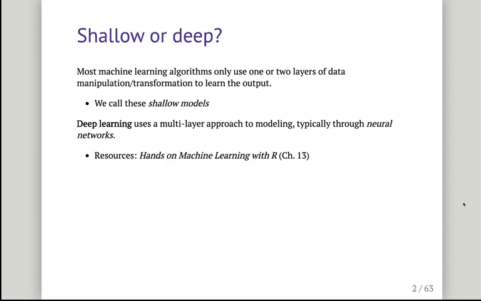Since neural networks aren't covered in Introduction to Statistical Learning, I recommend checking out Hands-on Machine Learning with R, Chapter 13. Even for those of you who aren't using R, this book does provide a pretty good hands-on introduction to how these models work. So that's a good place to get started.